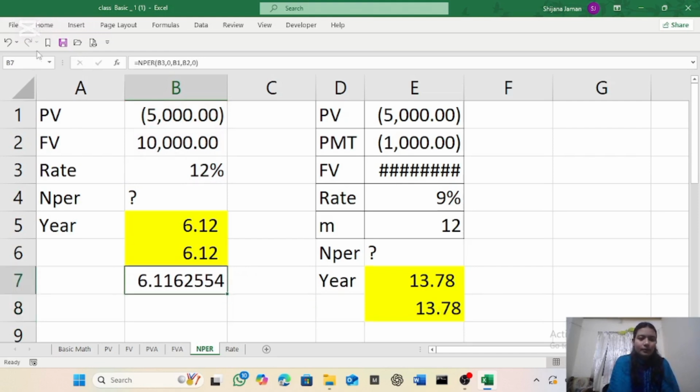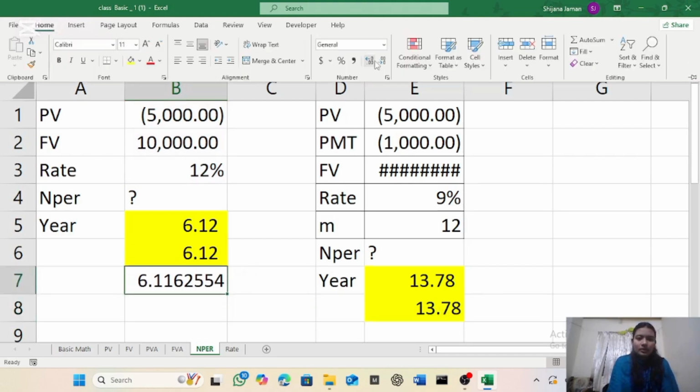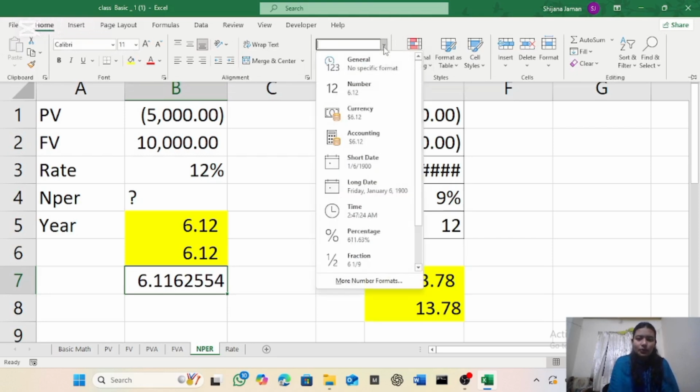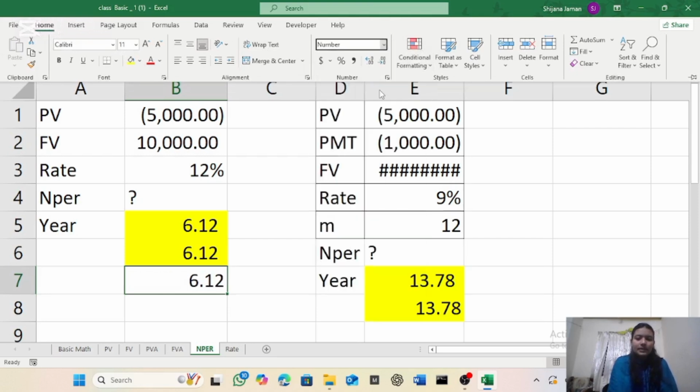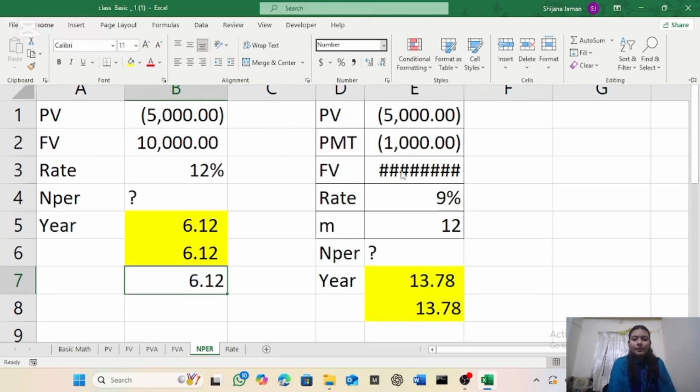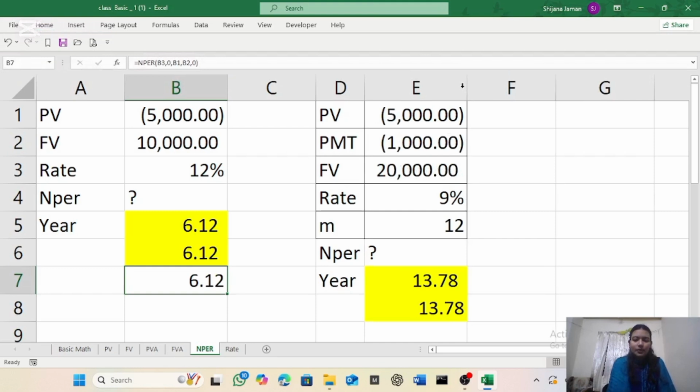and we have to convert it into number, 6.12 years. Okay, for this project we have present value 5,000 negative figure, payment 1,000 negative figure, future value 20,000 which is negative figure, rate 9%, month 12 months.